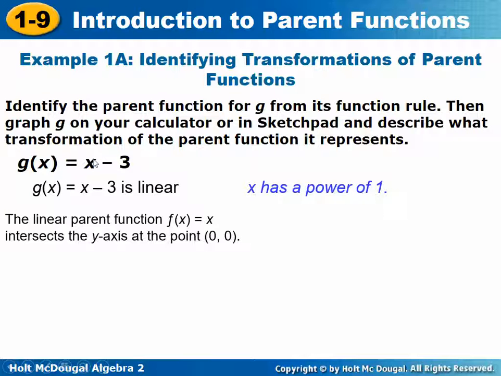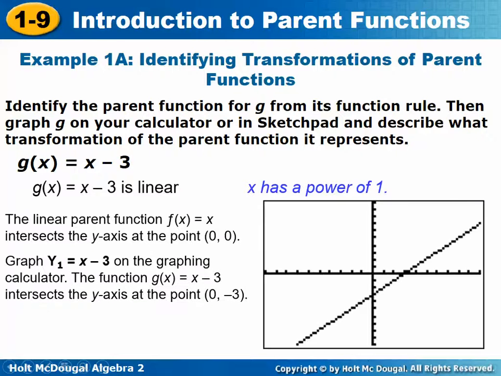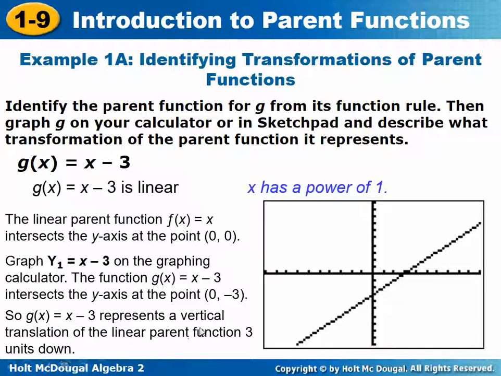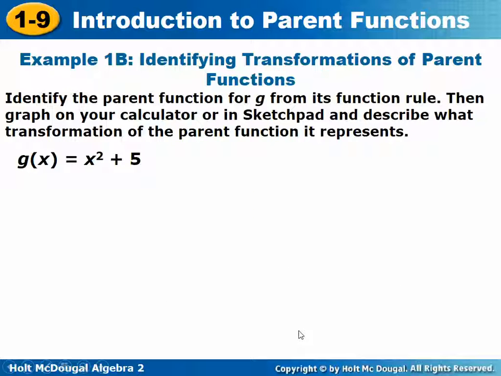Okay, so we can see that there's no exponent. So this one, if you graph this one, you're just going to get a straight line. So it's linear. So the parent function is linear and it's f of x equals x. So what you're supposed to do is say, how has it been transformed? It has been transformed from f of x equals x by translating down 3 units. It has moved down 3 units. So here they say it's a vertical translation of the linear parent function 3 units down. Sometimes that's easier to tell than others.